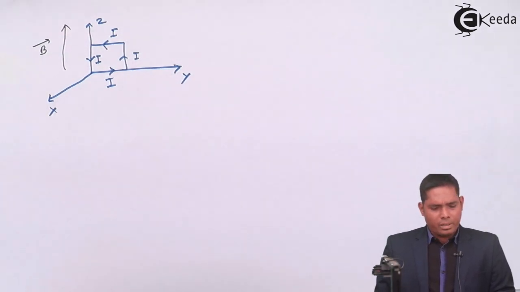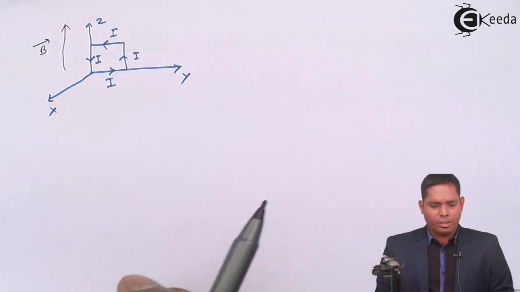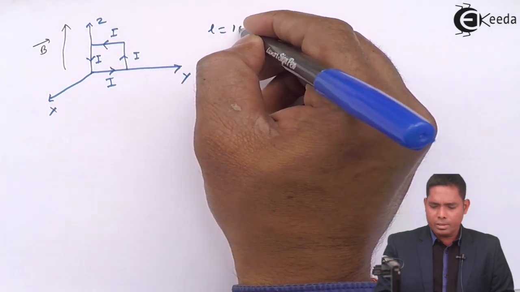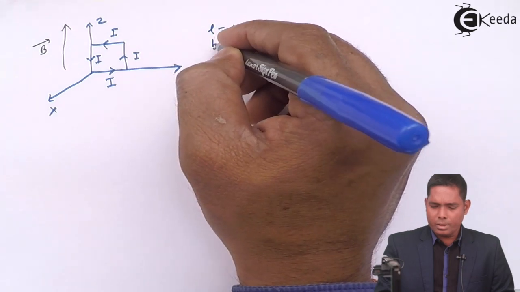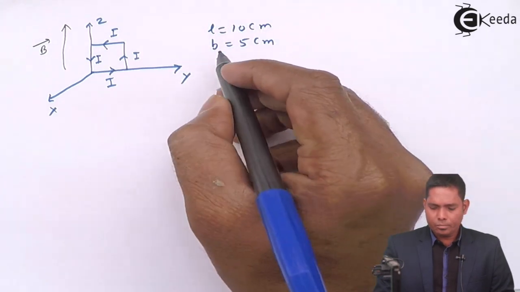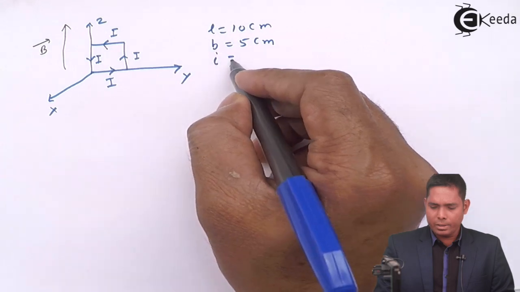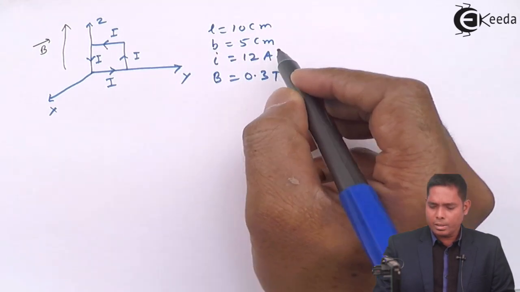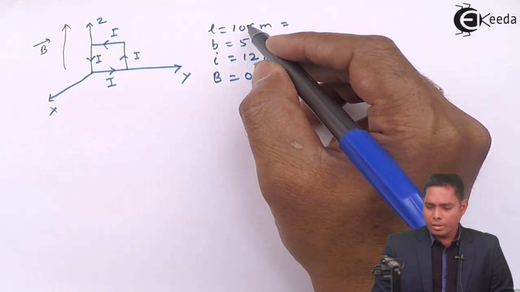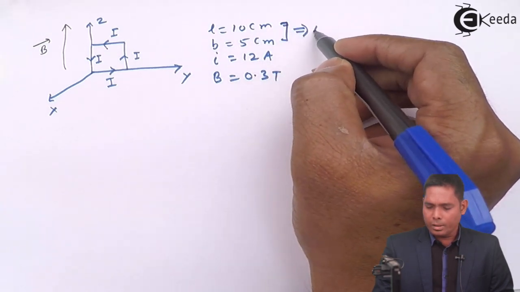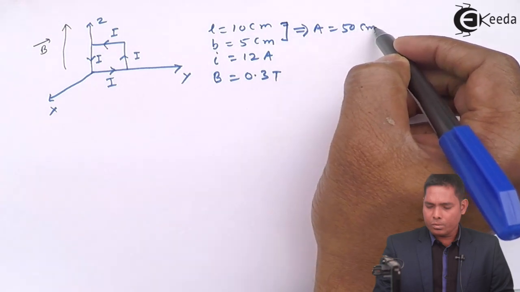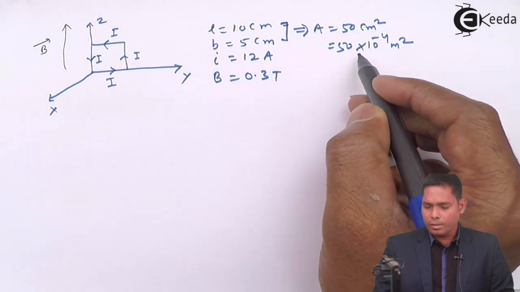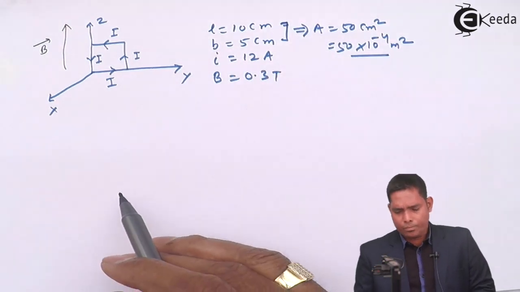If I want to write the value of length and breadth, it is not necessary, but still I'll write what is given: the length is 10 centimeter, the breadth is 5 centimeter, the current is 12 ampere, and the magnetic field is 0.3 Tesla. You can convert this: the area is 50 centimeter square, which is 50 into 10 raised to minus 4 meter square. So these are the data given.